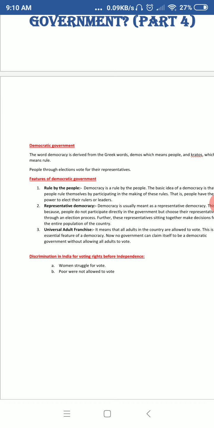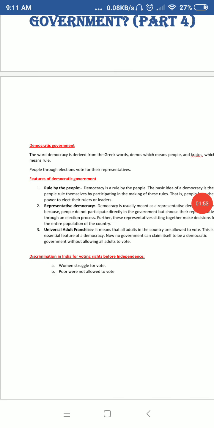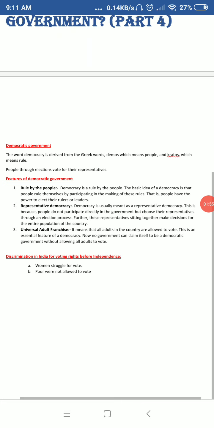So now the next point is features of democratic government. First point is rule by the people, second is representative democracy, and the third one is universal adult franchise. So first one, rule by the people. Democracy is a rule by the people. The basic idea of democracy is that the people themselves rule by participating in making these rules, right?